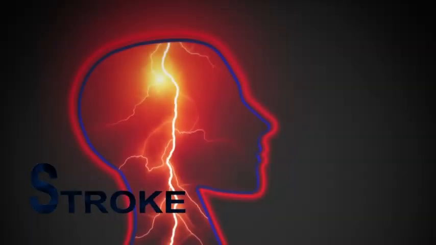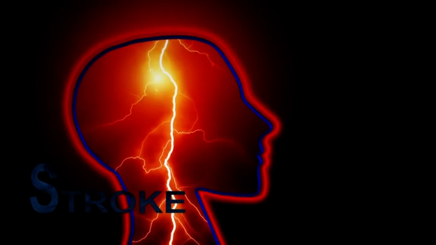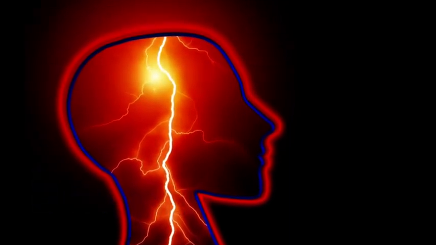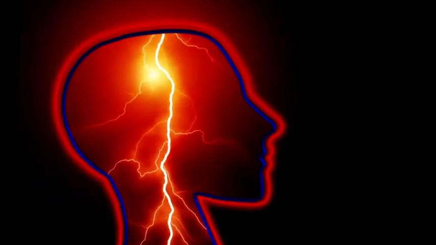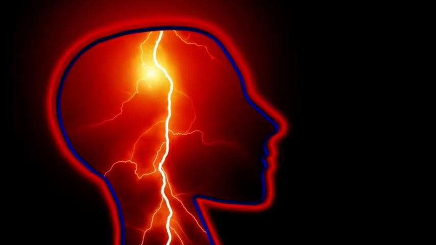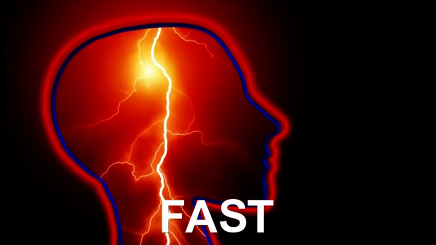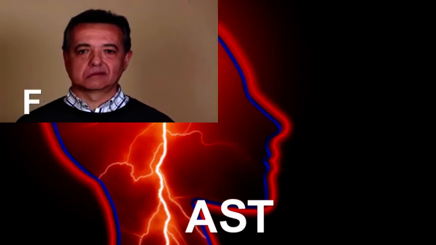Strokes occur when the blood supplied to part of the brain is cut off, leading to long-term damage. You can often identify a stroke by performing a FAST test. Check for facial weakness. Has their face fallen on one side? Can they smile?